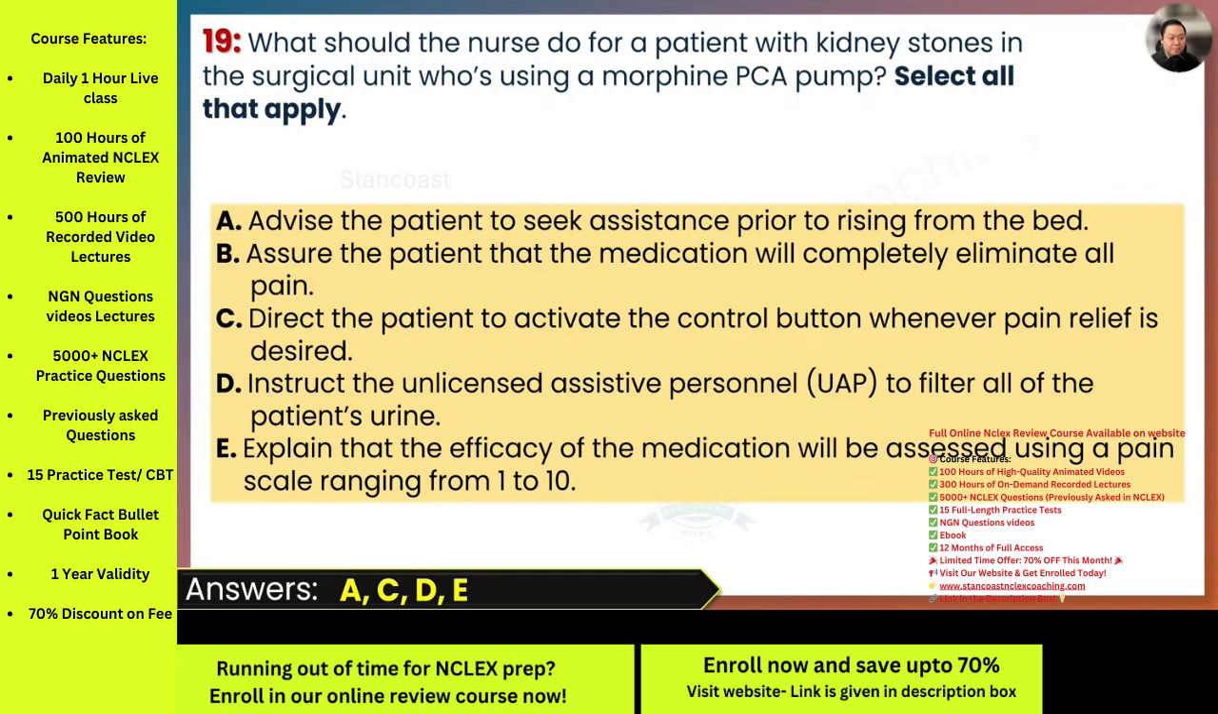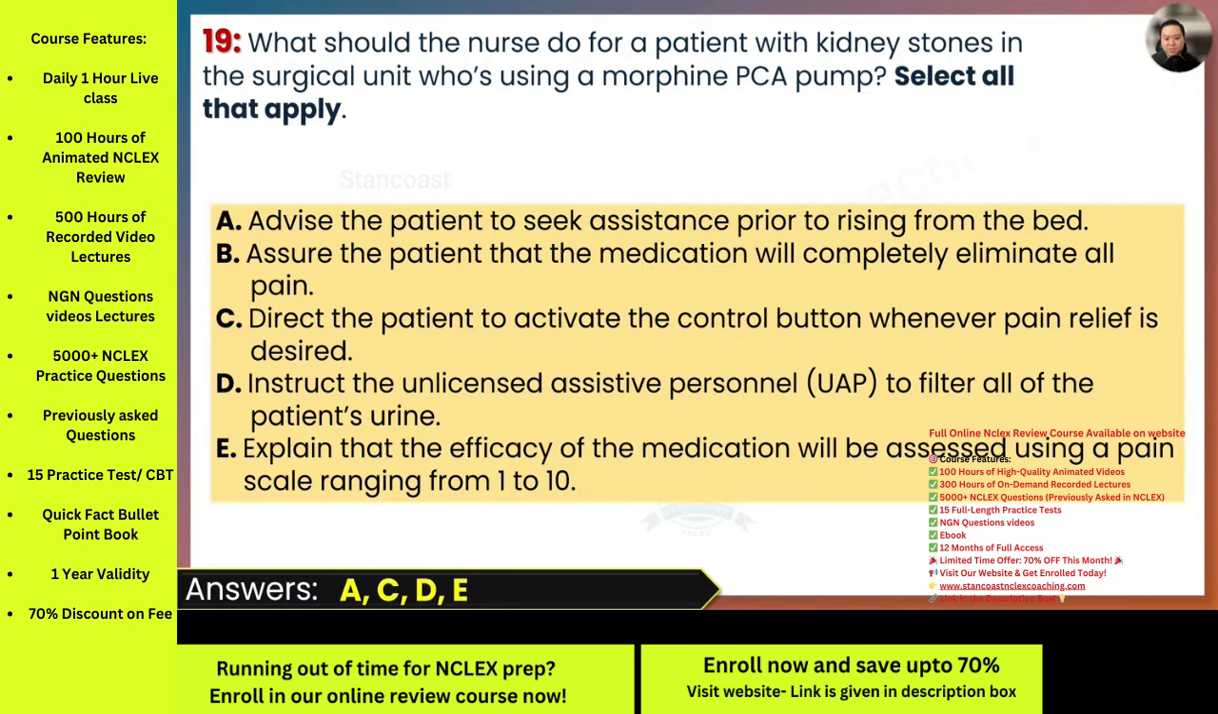Now, what about letter B? Assure the patient that the medication will completely eliminate all the pain. This is what I just said. Again, the goal of the PCA morphine is to provide adequate pain control rather than eliminating the pain entirely. There's still going to be some discomfort that may persist depending on the condition severity. So the phrase in letter B, will completely eliminate all pain, is misleading. This is incorrect. All right.